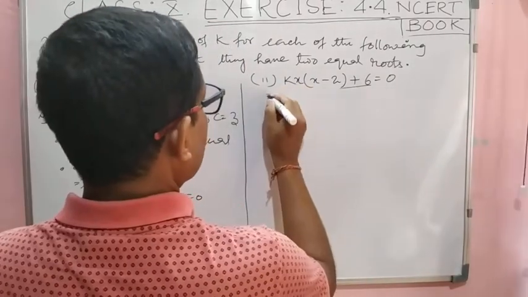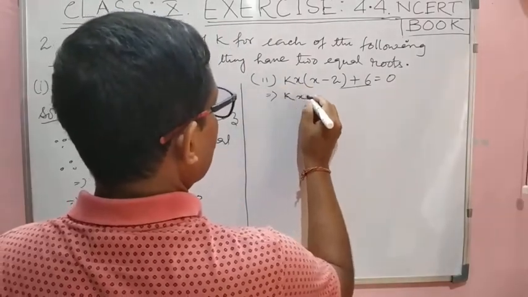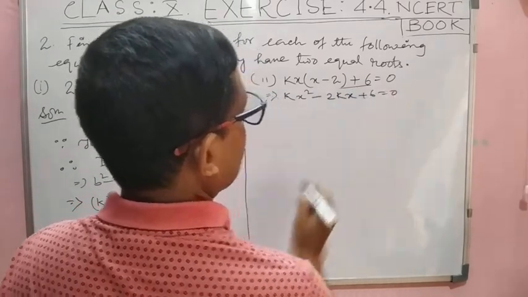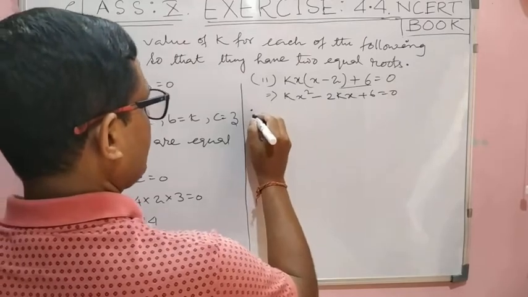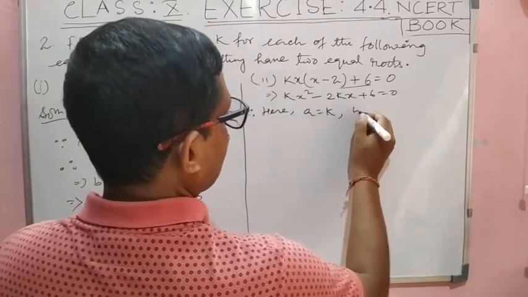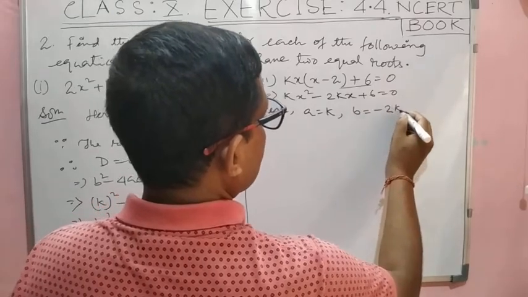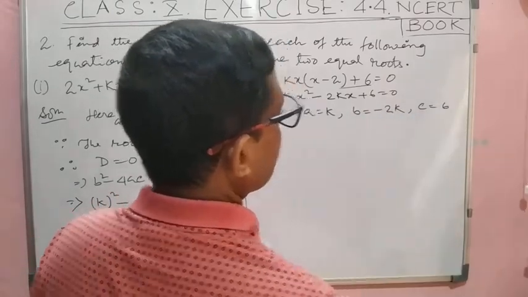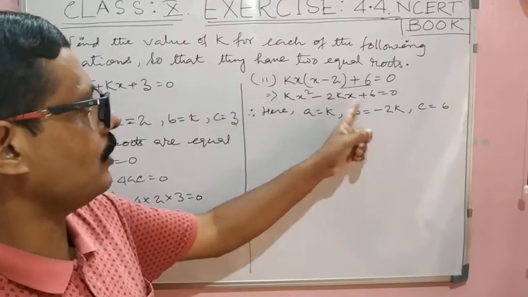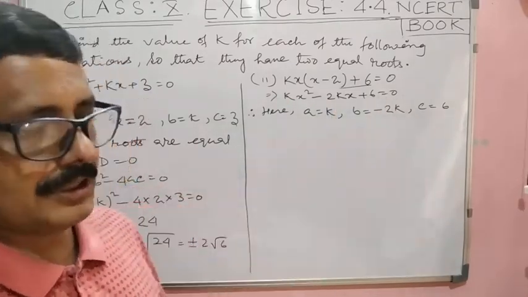It will be k into x square minus 2kx plus 6 equal to 0. Therefore here a equal to k, b equal to minus 2k, c equal to 6.